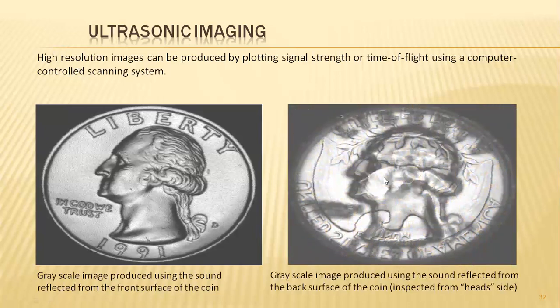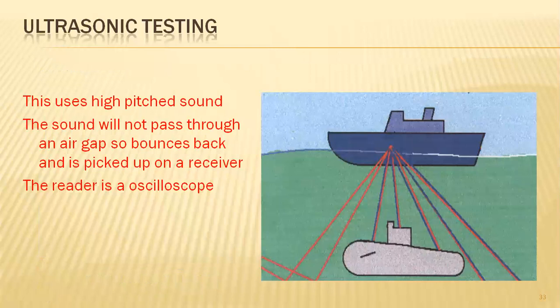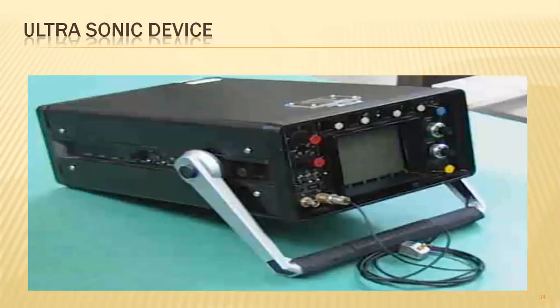And one more example is the process of ultrasonic testing. Why do we use this? It uses high-pitched sound. The sound waves will not pass through any air gap, so they get bounced back and picked up as the receiver signal. Correspondingly, the reading is observed on the oscilloscope. Simultaneously, when it is connected to an LCD or LED, the representations can be observed. And this is the ultrasonic device.